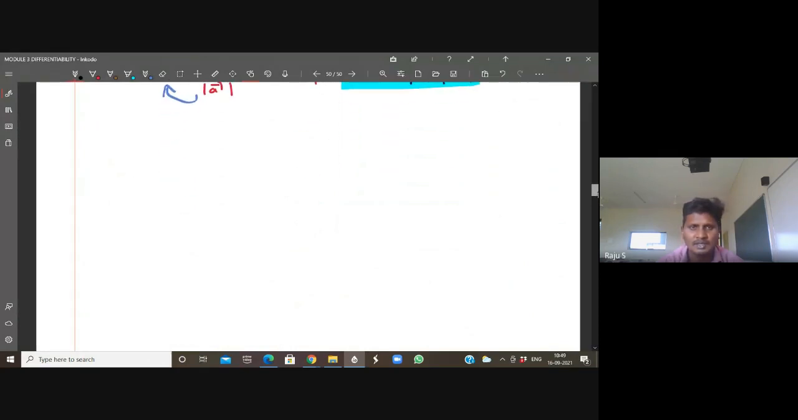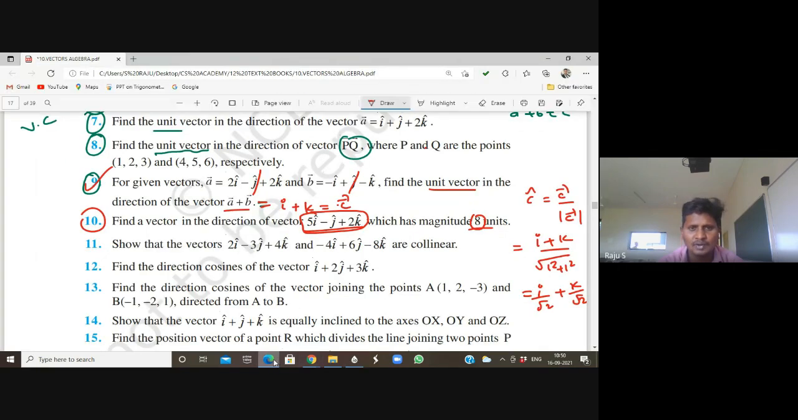If I consider this vector as vector A, let the 10th question take the given vector. Vector A is equal to 5i minus j.